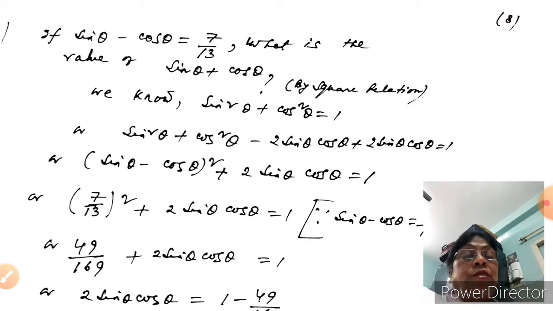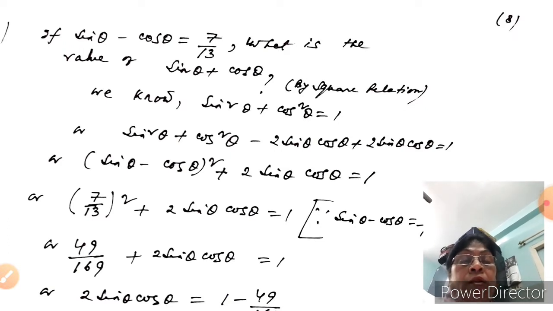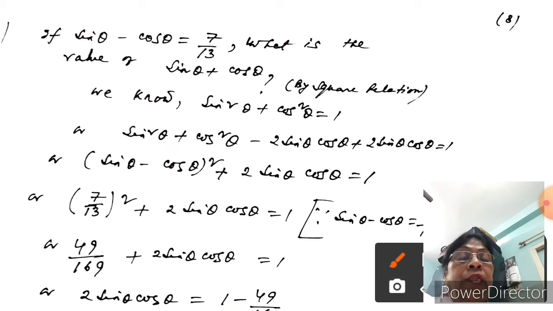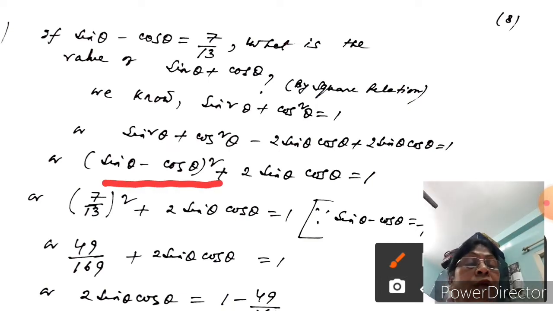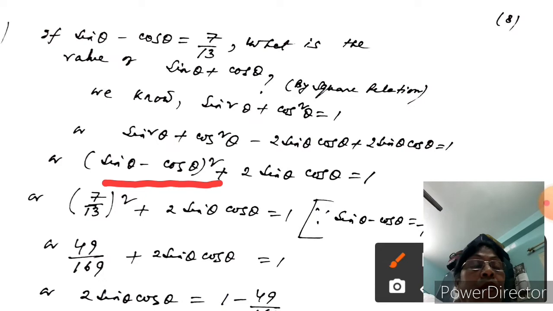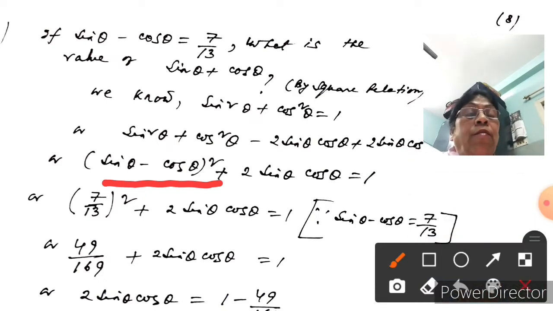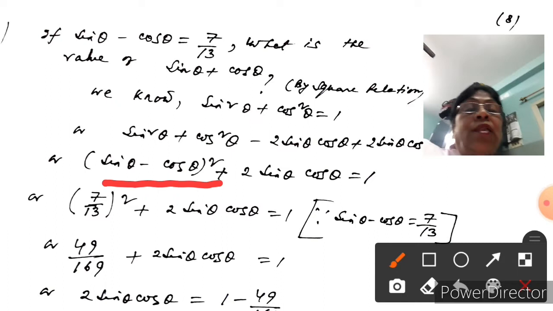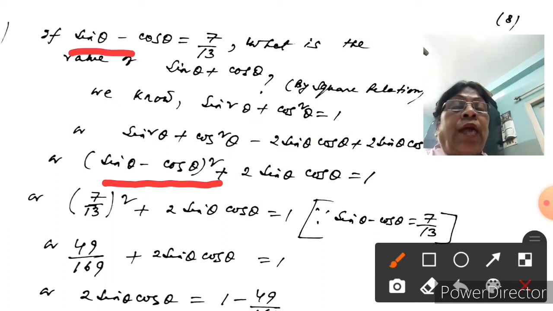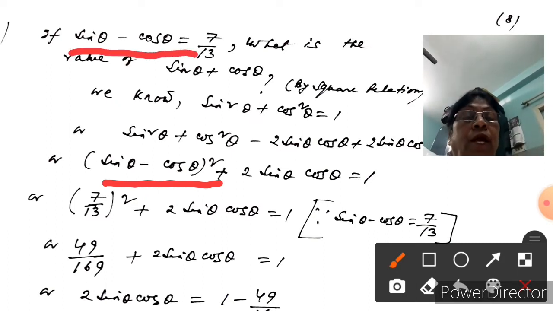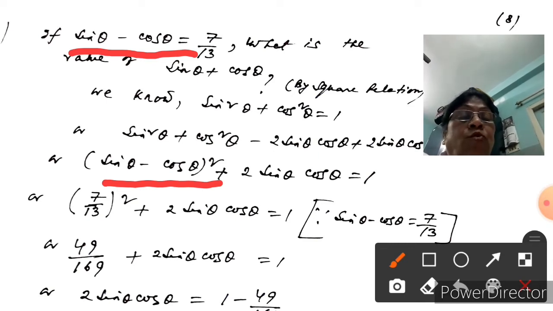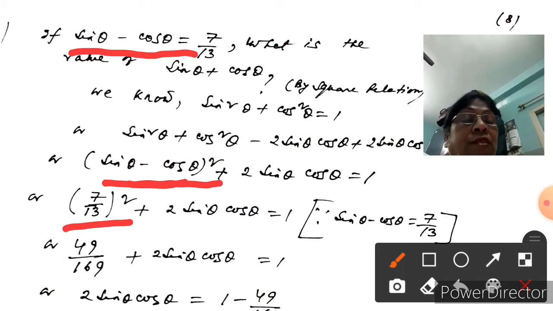So, sin square theta plus cos square theta minus twice sin theta cos theta plus twice sin theta cos theta is equal to 1. Instead of these 3 we can write sin theta minus cos theta whole square plus 2 sin theta cos theta is equal to 1. The value already given for sin theta minus cos theta is 7 by 13. So, I am putting 7 by 13 whole square plus twice sin theta cos theta.